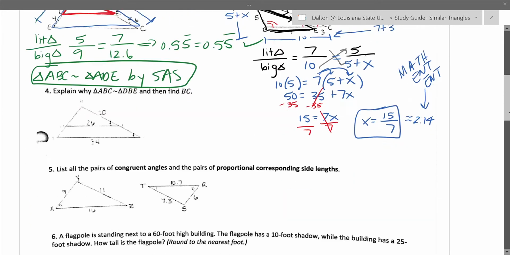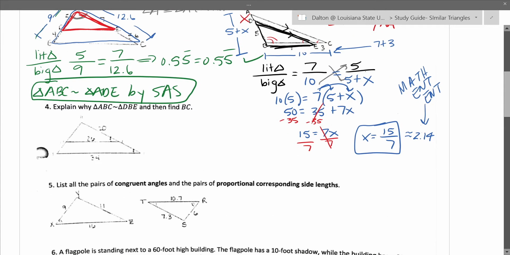So if I look at the information, I have some information about the sides, but guys, always try angle, angle first. That is the easiest one. So if you can prove by angle, angle, that's going to be the easiest route. So first of all, I'm given some information.